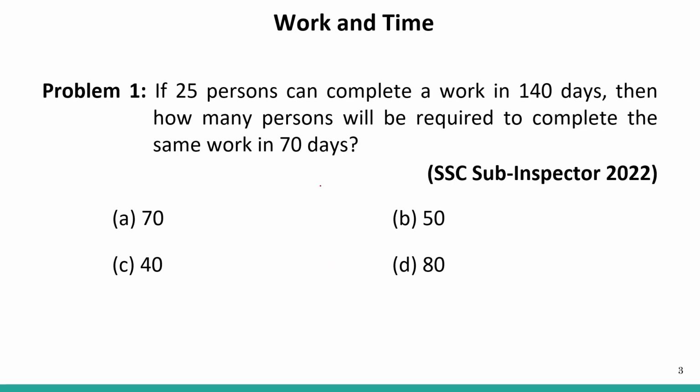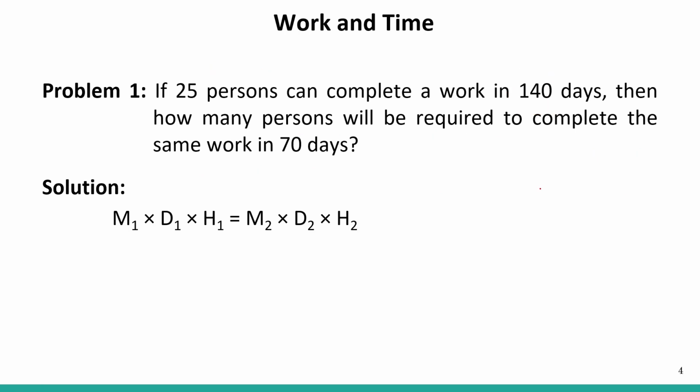So if 25 persons can complete a work in 140 days, then how many persons will be required to complete the same work in 70 days? Is it 70, 50, 80 or 40? Let's see which one among these four is correct. This question has been previously asked in the SSC Sub Inspector 2022 exam. So let's go forward.